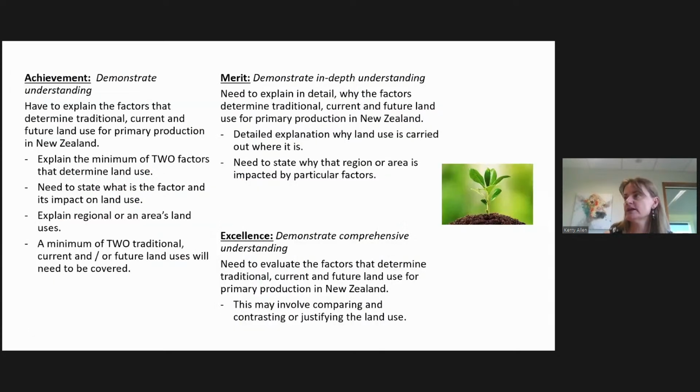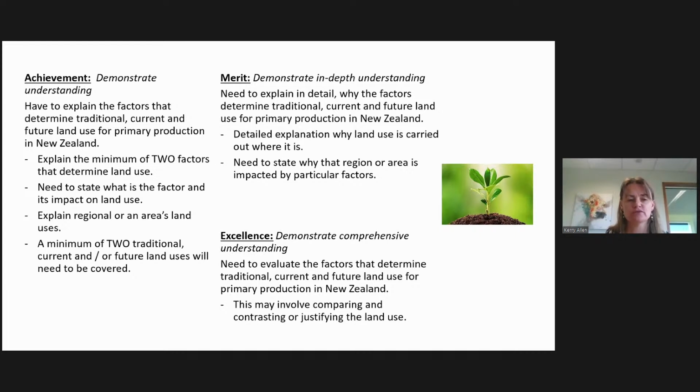Okay, so we'll just quickly go through the standard to make sure that you're fully aware of what needs to happen at each of the achievement levels. So firstly, looking at achievement. Here you have to demonstrate your understanding, and you have to explain factors that determine traditional, current, and future land use for primary production. So we will look at those factors, and you have to discuss at least two of those factors that determine that use, and therefore how that has impacted on the use.